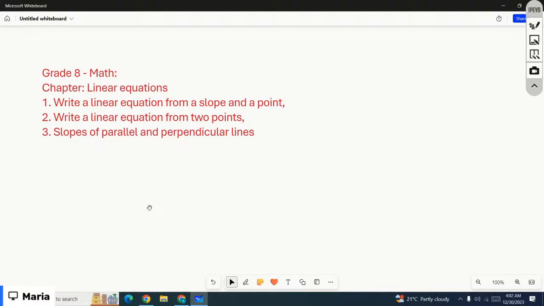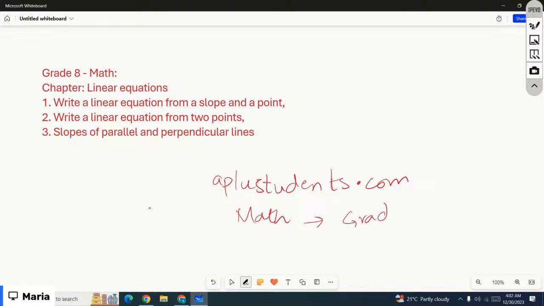We are here for grade 8 math. You can find all the lessons on aplusstudents.com. You have to log in there using your email address and the password provided by the administrator. Then select math from the subject tab, scroll down to grade, and click on view all lessons. There you can find a list of the chapters.